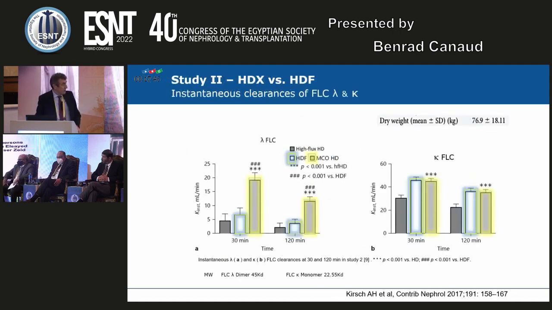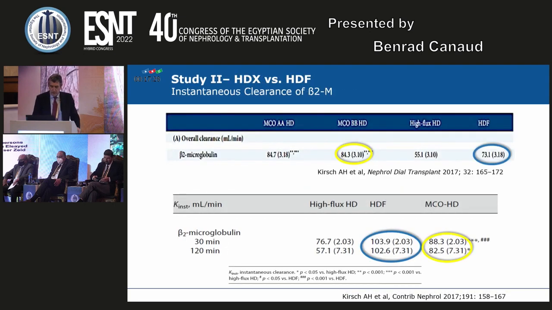Again, the same story for this different study, a different part. This is over the time from 30 minutes, 2 hours, 4 hours. Again, you see that performances could look almost the same. So we can confirm that internal clearances can do the job in removing some larger molecular weight substances. This is the same for these overall clearances.